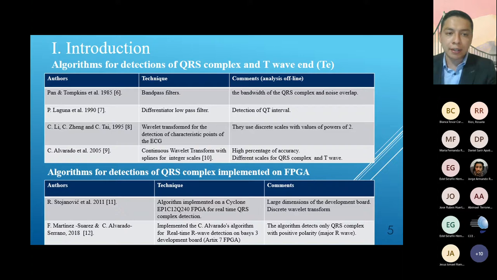Li, Zheng, and Tai were the first to use the wavelet transform to detect characteristic points of the ECG. They use only discrete scales with values of powers of 2, which limits the analysis. These last two techniques inspired Carlos Alvarado for his wavelet transform algorithm with splines. He had a high percentage of accuracy. He used different scales for the QRS complex and T wave.